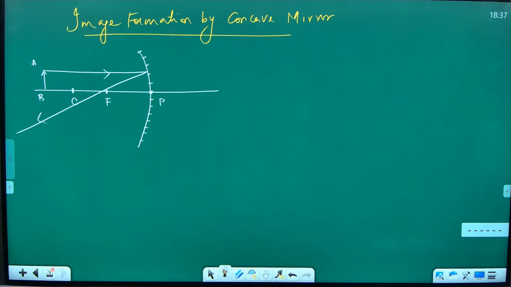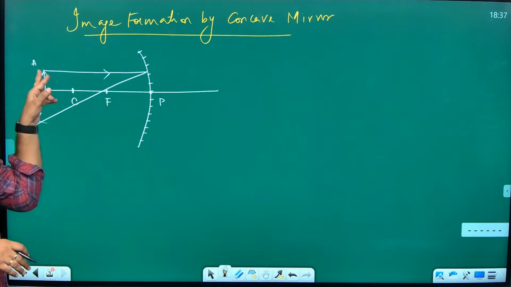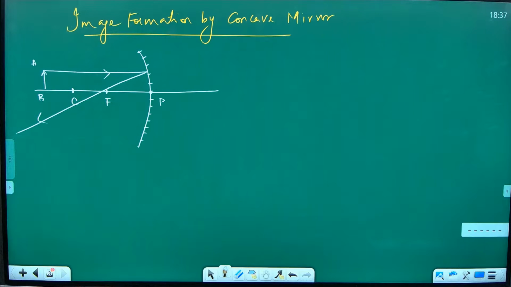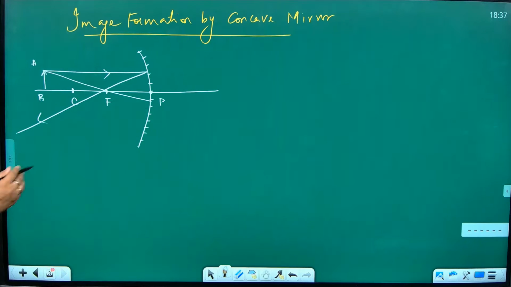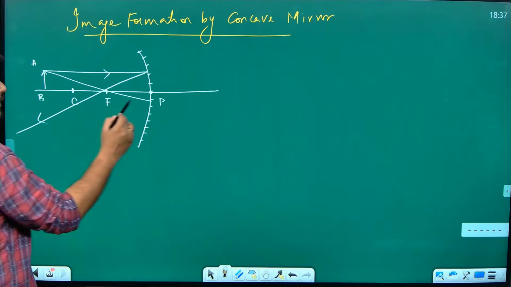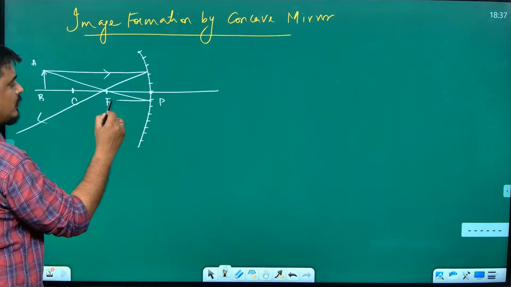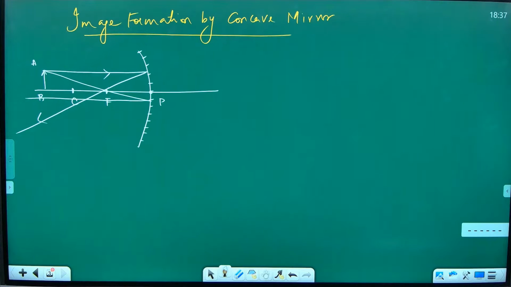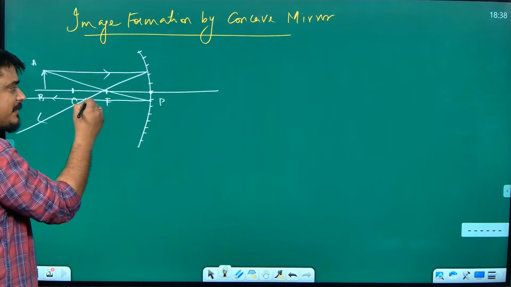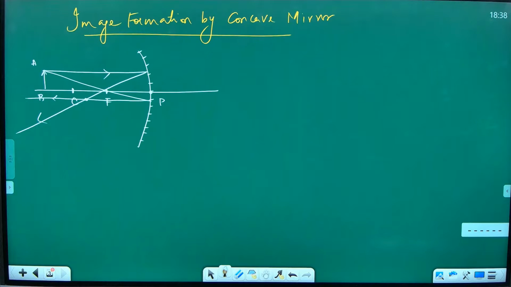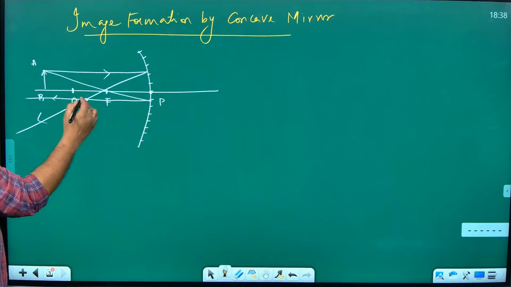Then I will take second ray. I can take any rule, passing through pole, passing through center, anything you can draw, your wish. Nobody has stopped you. If I am a student, I will take passing through focus. Easy. After reflection, it will become parallel to principal axis. See where they are meeting here. Do you agree with me? Head was here, now head came down.